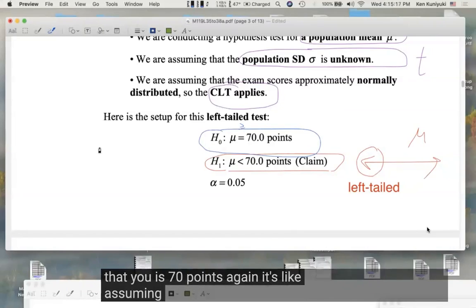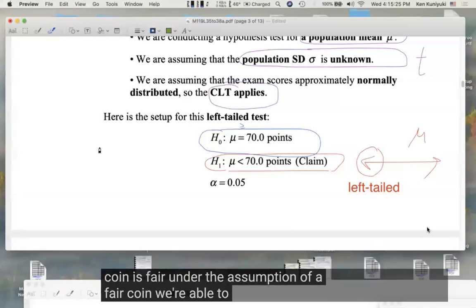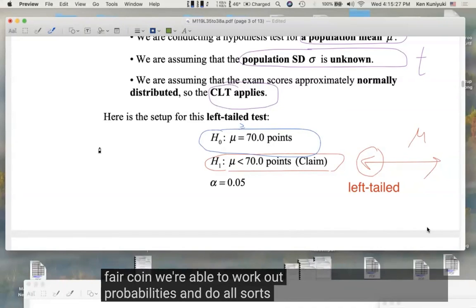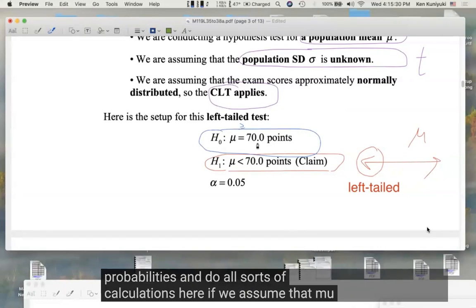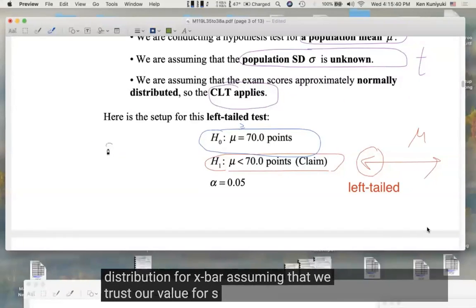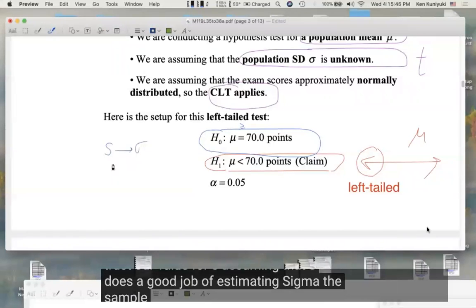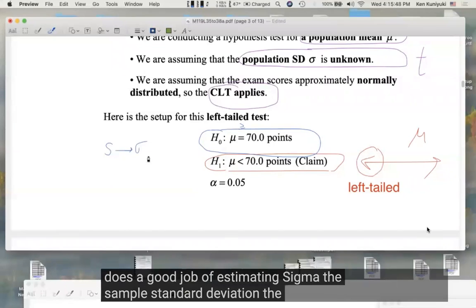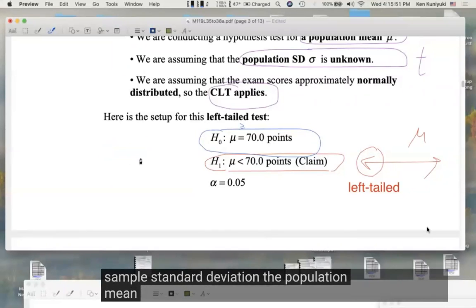Again, it's like assuming a coin is fair, when we were testing for p. Under the assumption of a fair coin, we're able to work out probabilities and do all sorts of calculations. Here, if we assume that mu is 70 points, then we know the distribution for X bar, assuming that we trust our value for S, assuming that S does a good job of estimating sigma. The sample standard dev does a good job of estimating the population standard deviation.